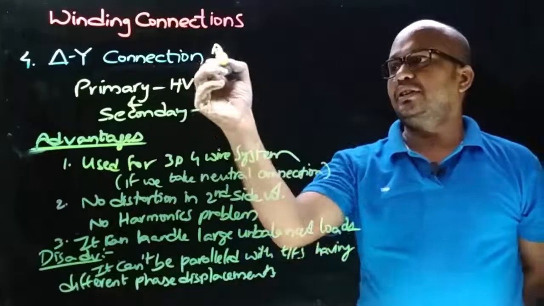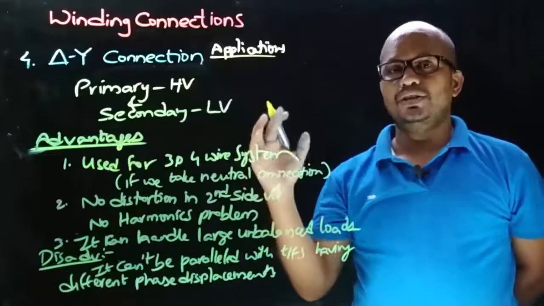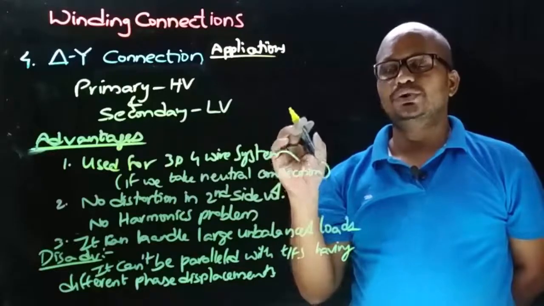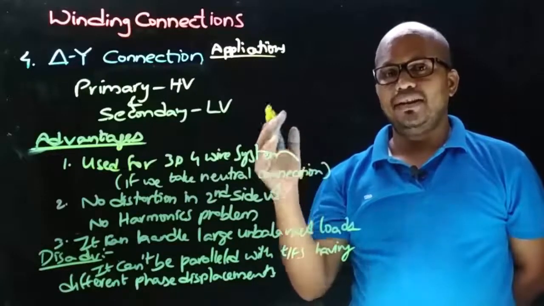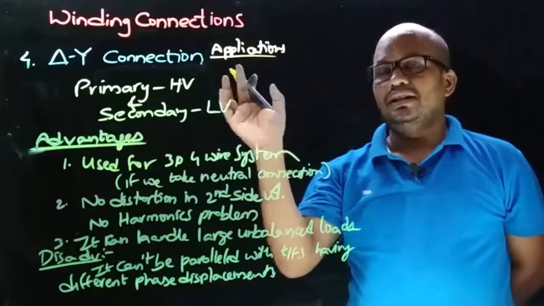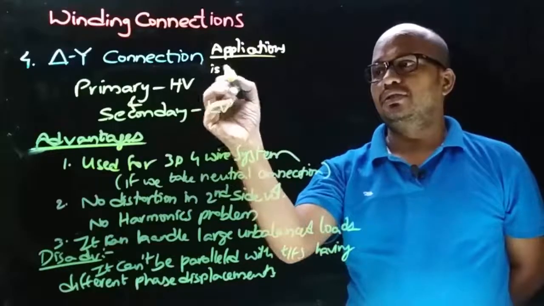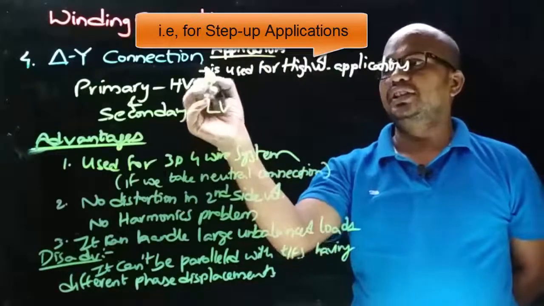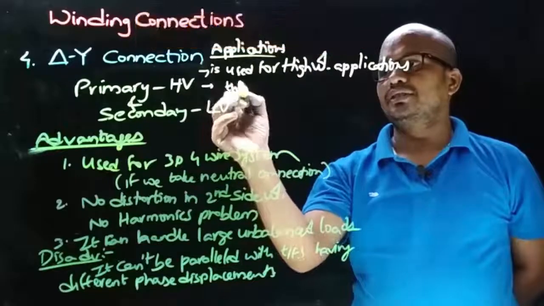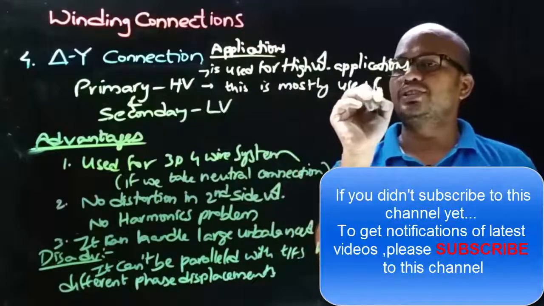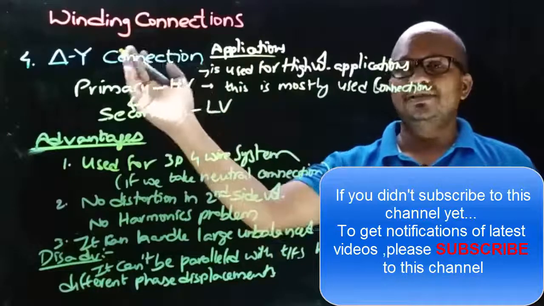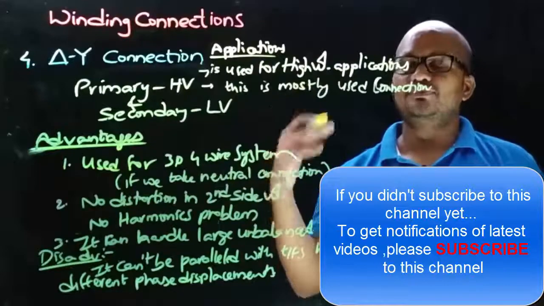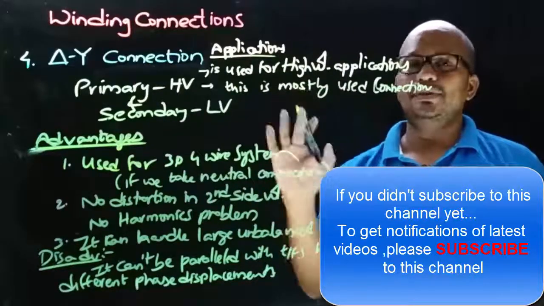And the applications are as follows. We studied from the line voltage relation of delta star connection that the secondary side line voltage is equal to root 3 times K into the primary side line voltage. Meaning delta star connection is used for high voltage applications, and the other advantage is that this is the mostly used connection, because on the secondary side, as it has a star connection, it can be used for supplying a 3-phase 4-wire system. Okay, so this is about delta star connection.